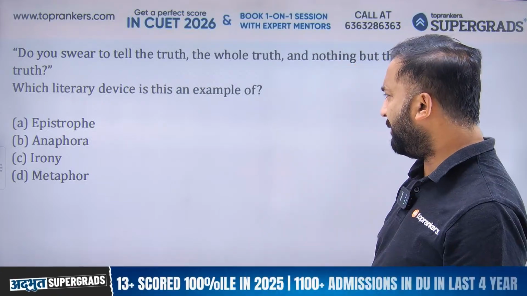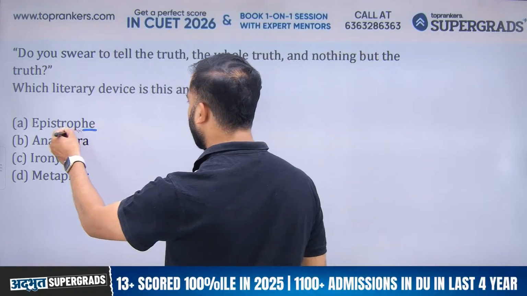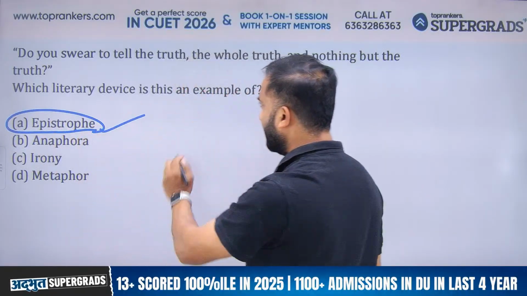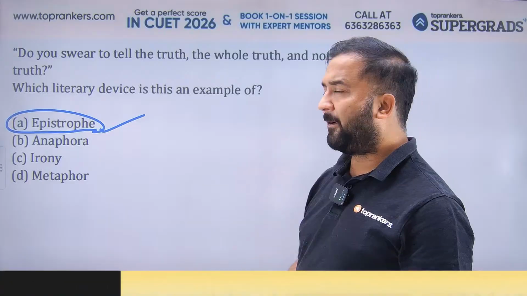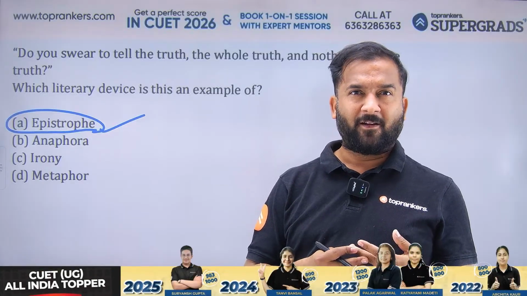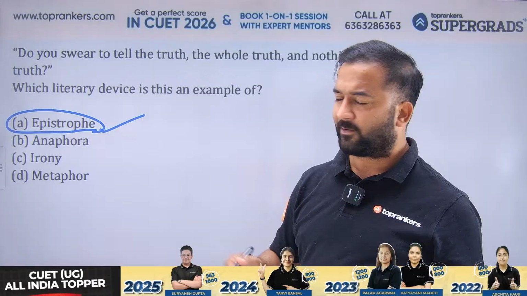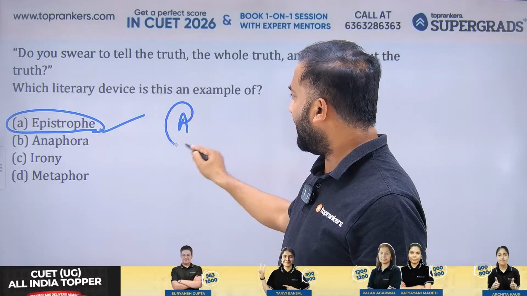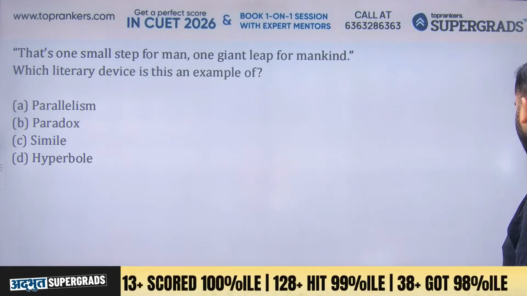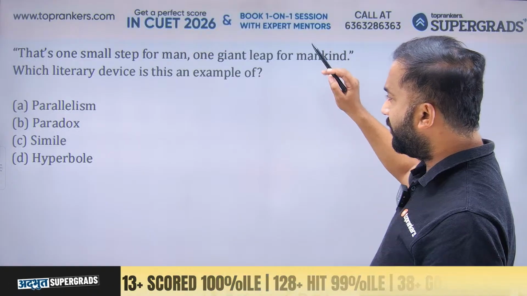So it's a question basically, and apostrophe is the correct literary device used here. Apostrophe में इसी तरीके के questions होते हैं, moral questions जो हम बोलते हैं. So that is what it is. A is the correct answer to this question, students. Let's move to the next question.